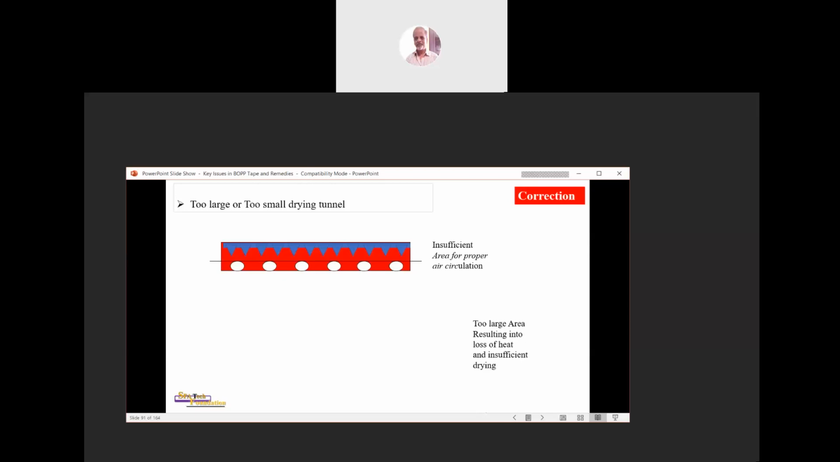Too large or too small drying tunnel. Now you can see this is insufficient area for proper air circulation because the tunnel size is too small. Too large an area results in loss of heat and insufficient drying. Like this is an example.